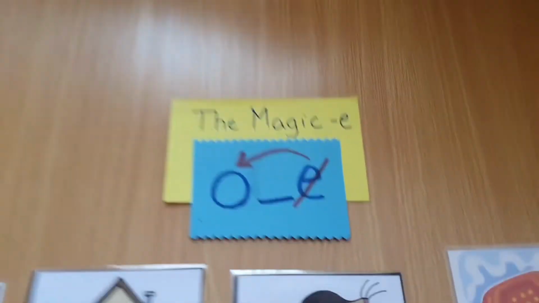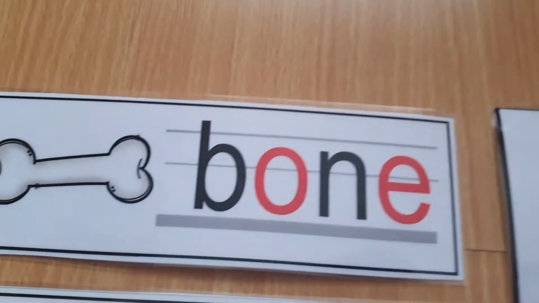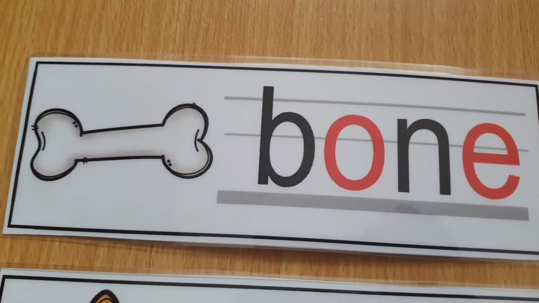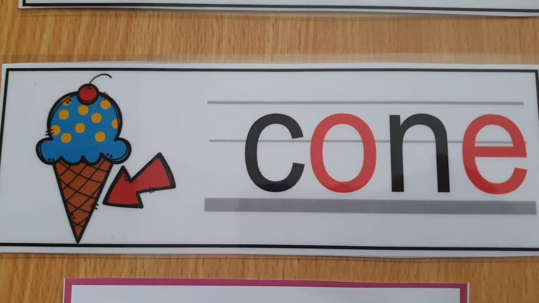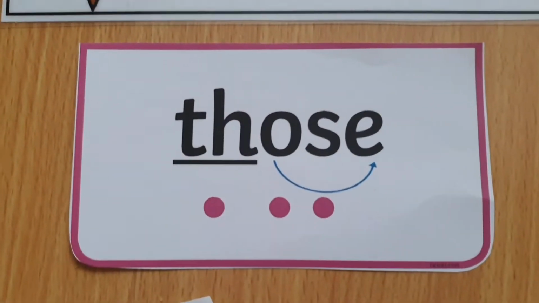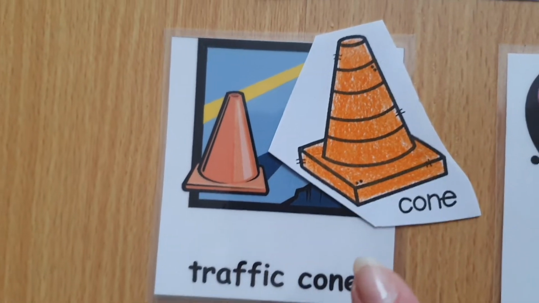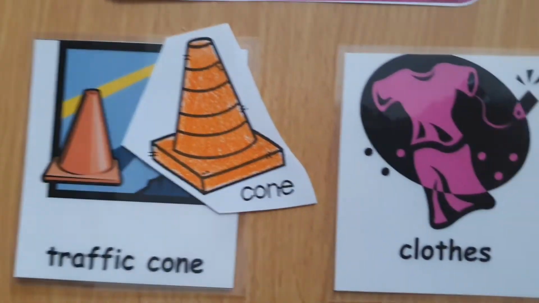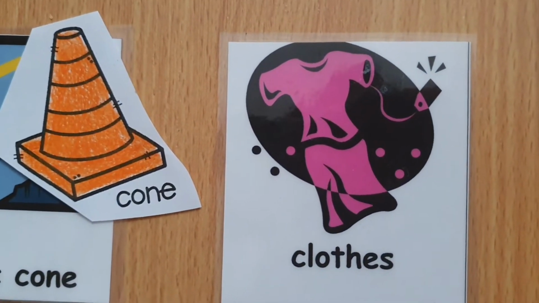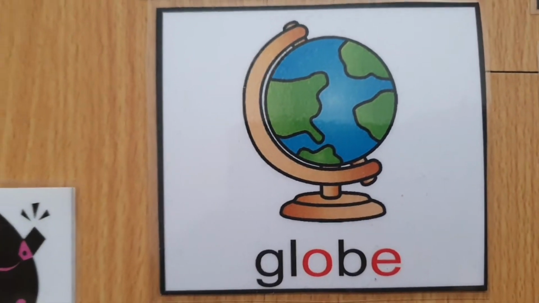So, the magic E is quiet and makes the O say O, like in bone, nose, cone. This is an ice cream cone. Those. This is a cone or a traffic cone. It's pointy, a cone. Clothes. In the morning, I put on my clothes. Globe. This is the globe, the earth.